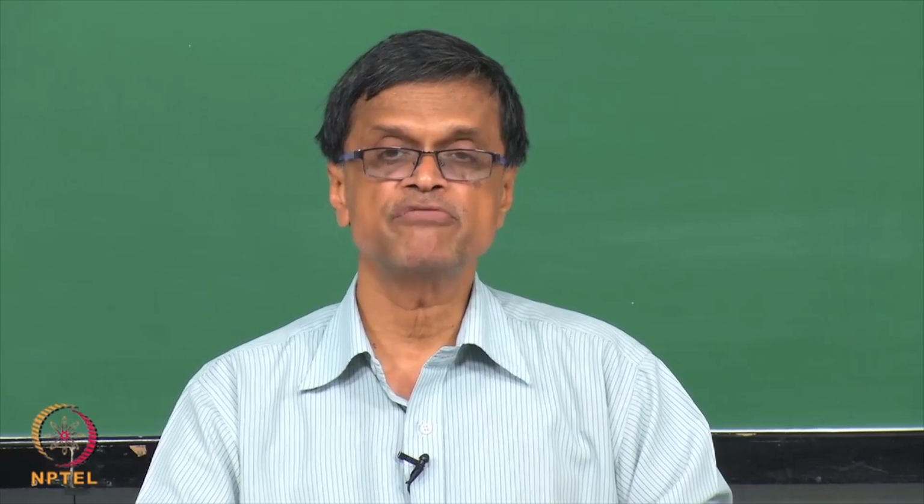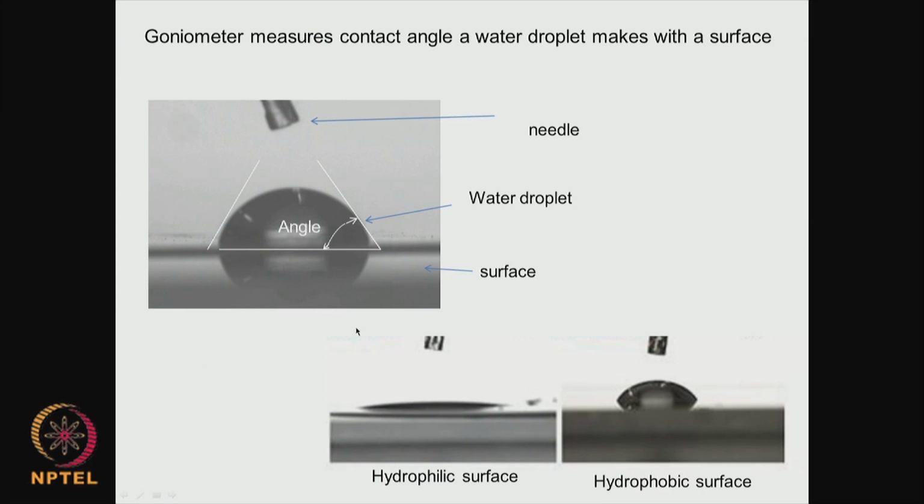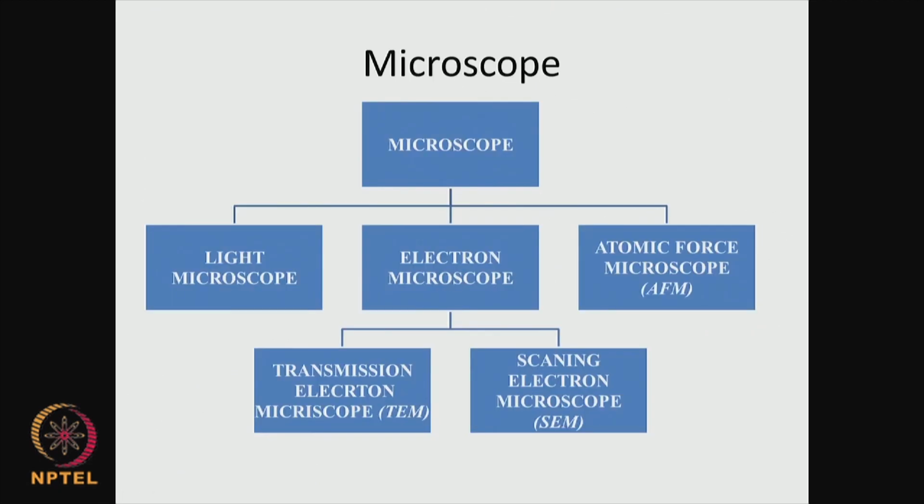So, if you have a hydrophobic surface, generally try to modify the surface to make it hydrophilic. You may add functional groups like OH or NH and so on, so that the material is made more hydrophilic. So, the goniometer is a very powerful tool to measure the contact angle a water droplet makes on the surface of a biomaterial.